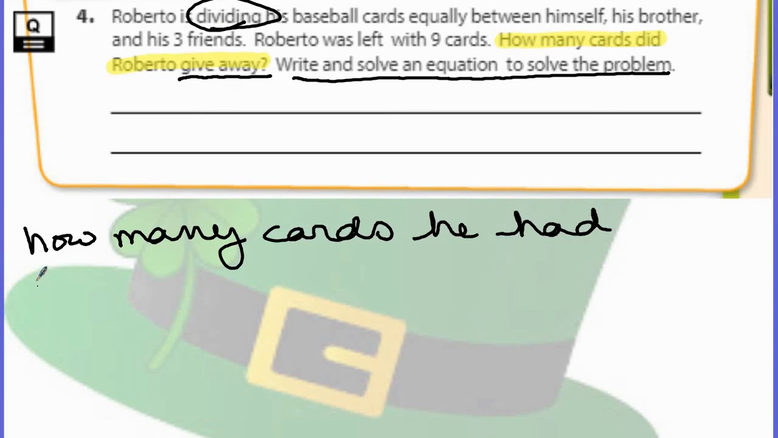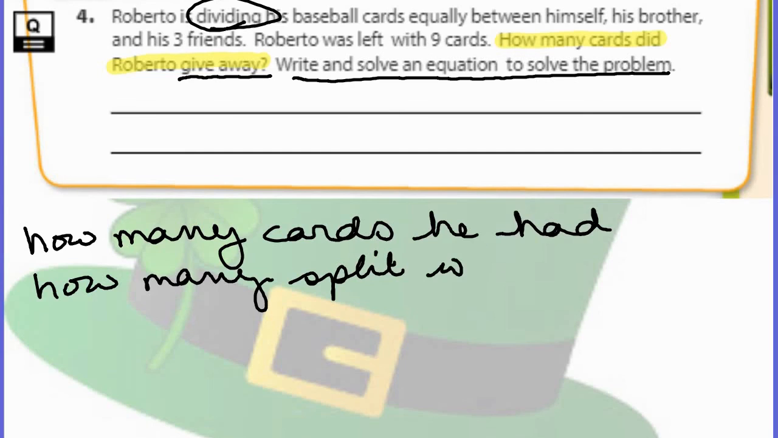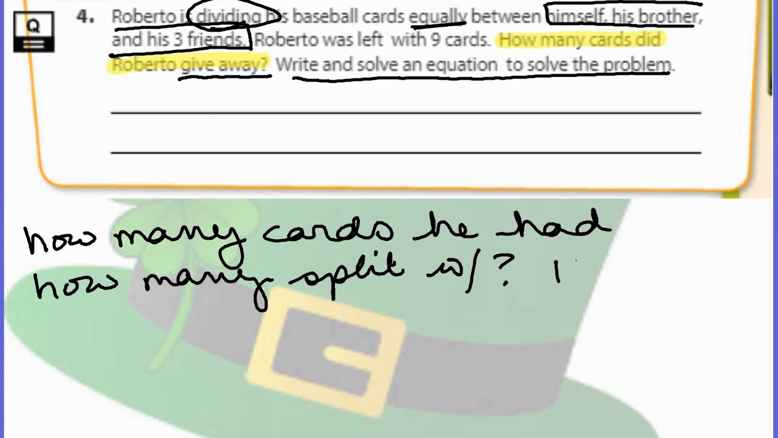And in this case, then, I need to know how many people did he split the cards with. And notice he said equally, but it's between himself, his brother, and his 3 friends. So 3 isn't the important number here. We have himself, his brother, and 3 friends. So he has 5 people that he split the cards with. Okay, and Roberto was left with 9 cards. Left in this case tells you what was equal, so that tells you the flip side of the equation.